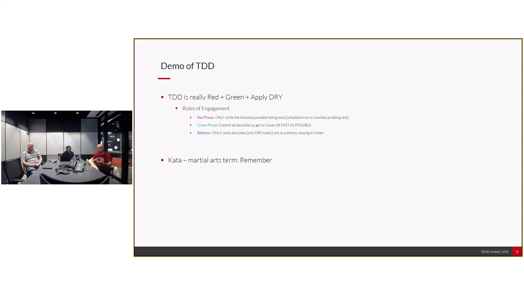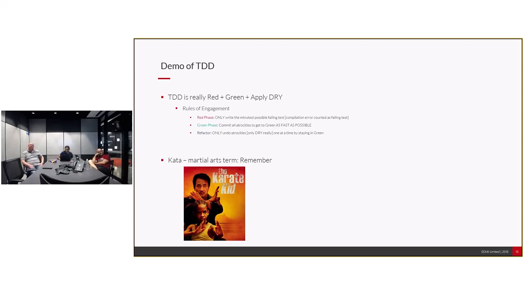Kata. How many people have done katas or heard of katas or know katas? Okay, not many. Okay, fair enough. Now this is a martial arts term. Remember the Karate Kid movie? Where this little boy goes to Jackie Chan, who is a recluse, and the boy tells Jackie Chan, hey, teach me karate. So Jackie Chan will basically give him a remake.